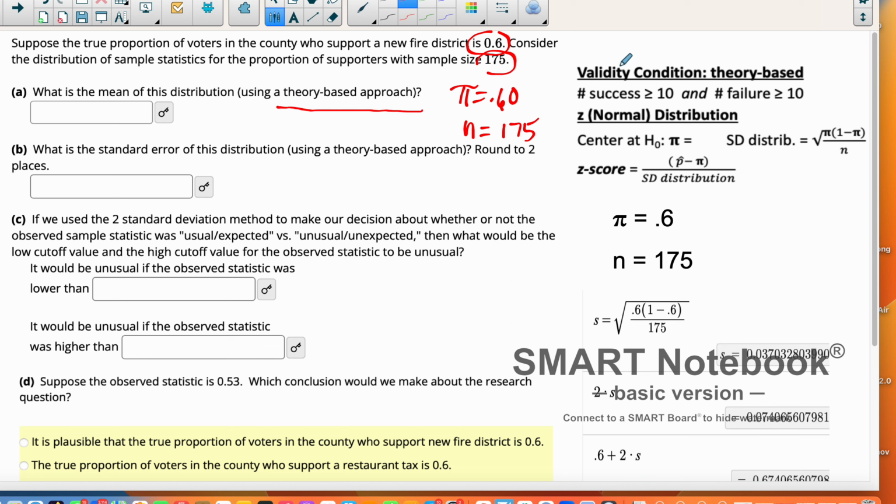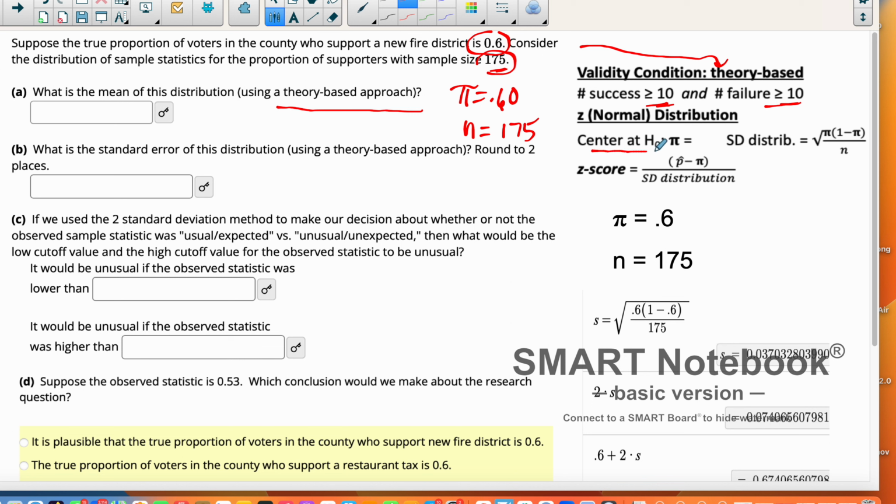So I pulled this from one of those pages that I created for you all. Using a theory-based approach doesn't mean that we always use the app. It means that we can do it by hand or with the applet. This problem doesn't give me enough information to do it in the applet. So I need to have 10 successes, 10 failures. Well, we've got a pretty big sample size here of 175.